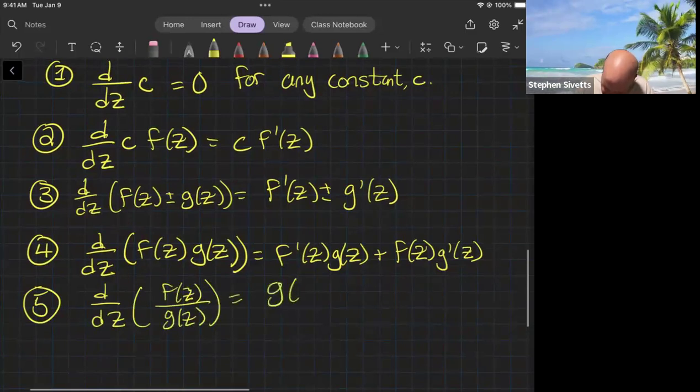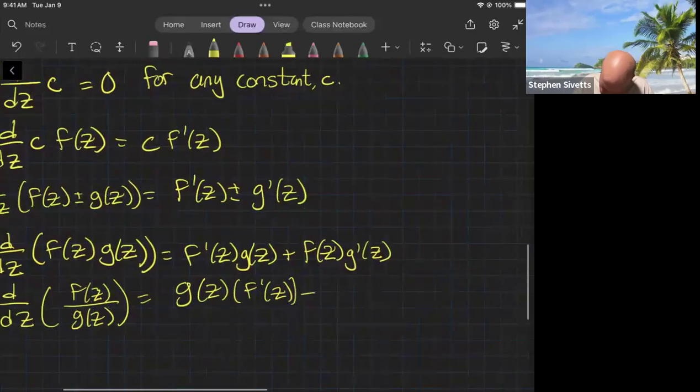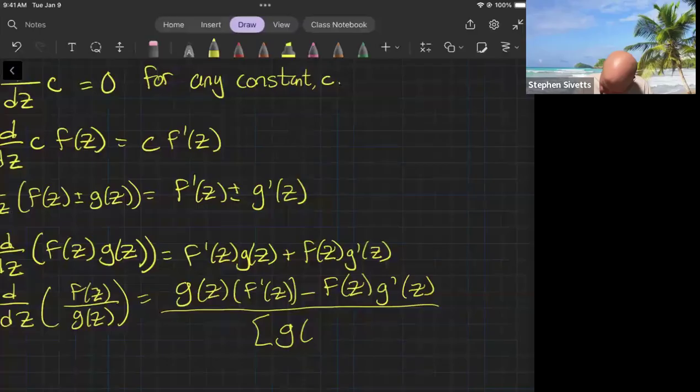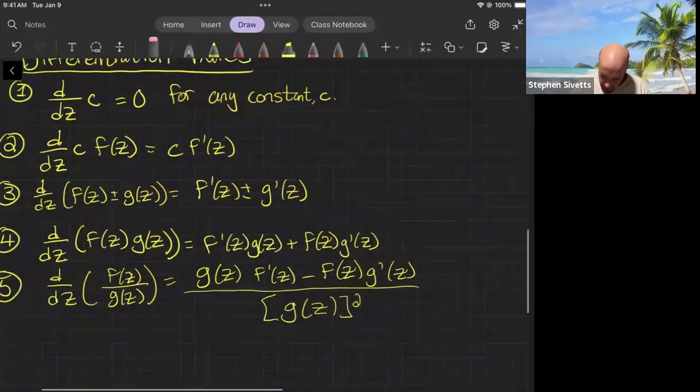This will equal g of z times f prime of z minus f of z times g prime of z, divided by g of z squared. That's the quotient rule for derivatives.